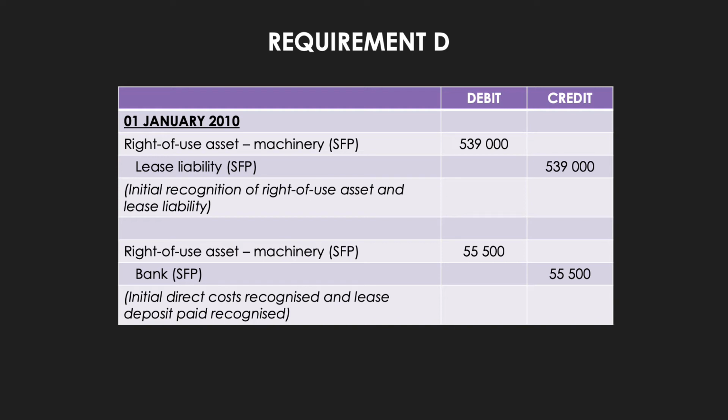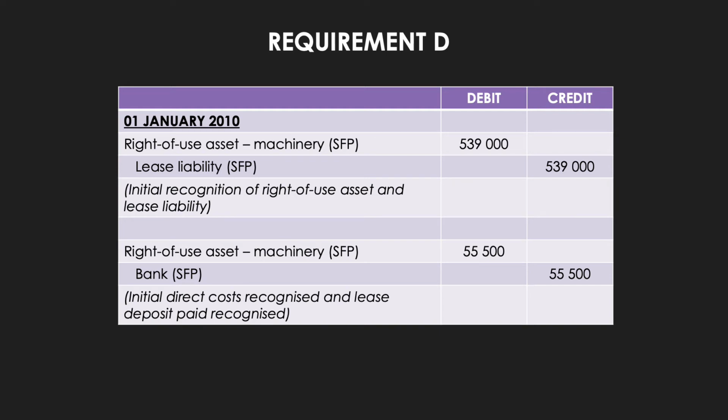And on commencement date, we need to recognize a lease liability and right of use asset in the books of the lessee. So we know that the initial measurement of the lease liability is 539,000, and that is the starting point for the cost of the right of use asset. So we will debit the right of use asset with 539,000, and we will credit the lease liability with 539,000. This makes sense because assets increase on the debit side and liabilities increase on the credit side. So that 539,000 represents the initial recognition of the right of use asset and the lease liability.